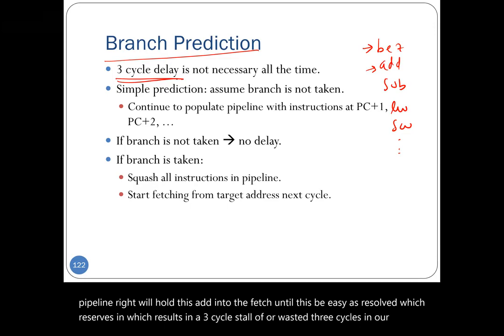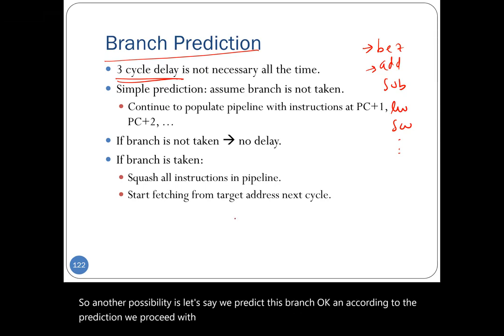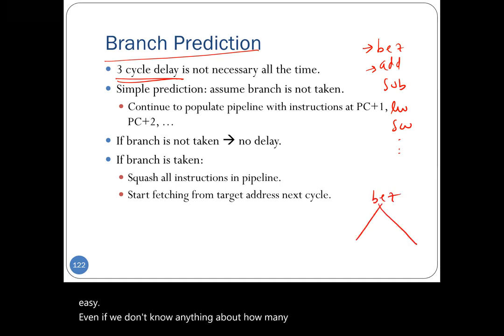So another possibility is, let's say we predict this branch, and according to the prediction, we proceed with the execution, right? So given a branch, let's say BEZ, even if we don't know anything about how many times this branch is taken or not taken, right?